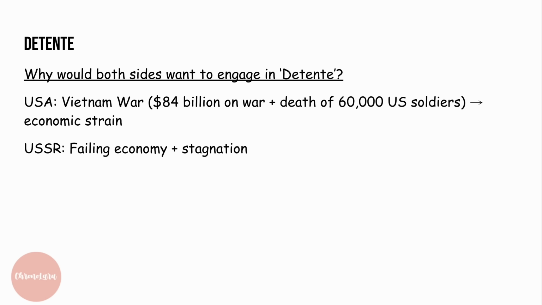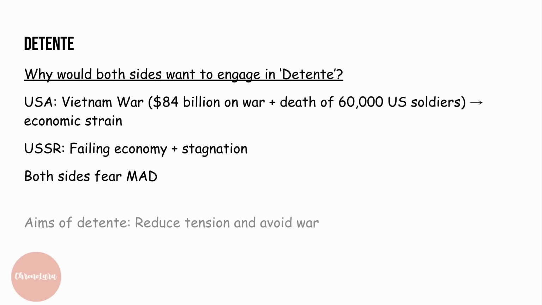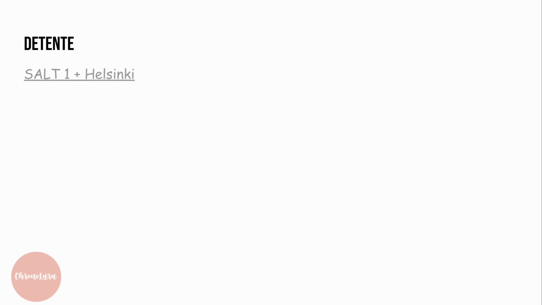The USSR is similarly having a failing economy and stagnation. They are not able to keep up. And both sides are just fearful of mutually assured destruction. Now, the aims of detente are to reduce tension and avoid war, given that both countries are struggling already and they don't want to get into a war.